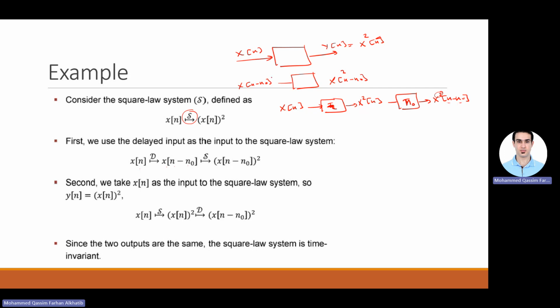Here, actually, if I want to model it in a more proper way, you have x of n. You apply the delay by n naught, you'll get x of n minus n naught, and then you feed it here, and you'll get that output. Since they are the same, then the system is time invariant. So second, we take x of n as the input to the squared system, and then you apply the delay. Since the two outputs are the same, then the system here is time invariant. Or you can refer back to the notes in signals and systems. I think we've done plenty of examples there.